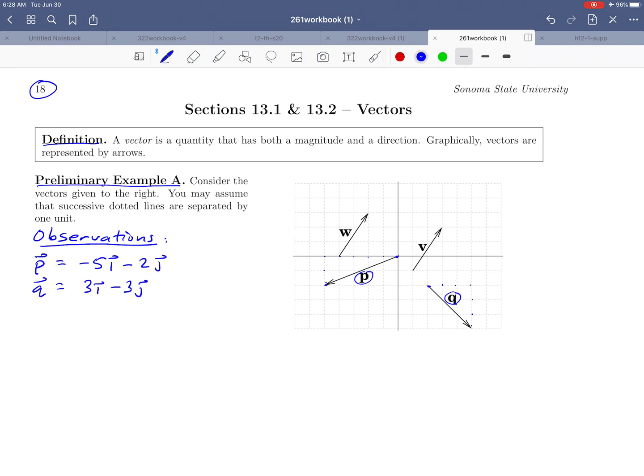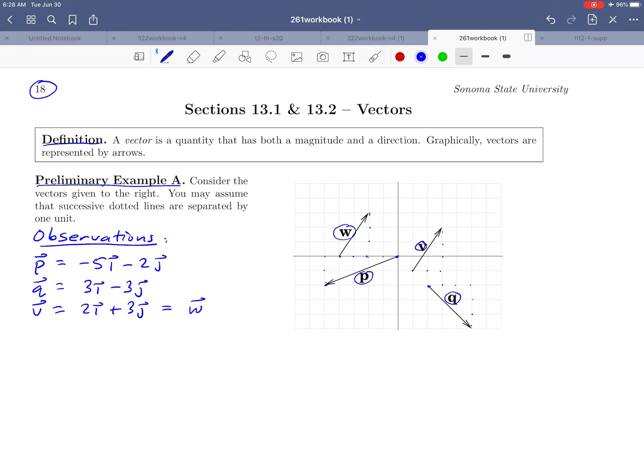Let's see, what about v? There, we need to go 2 to the right and 3 up, so that's going to be 2i plus 3j. And what about w? Notice that w points in exactly the same direction as v and has the same length, and so its description is exactly the same as v's. We need to go 2 to the right and 3 up, so 2i plus 3j is also w.